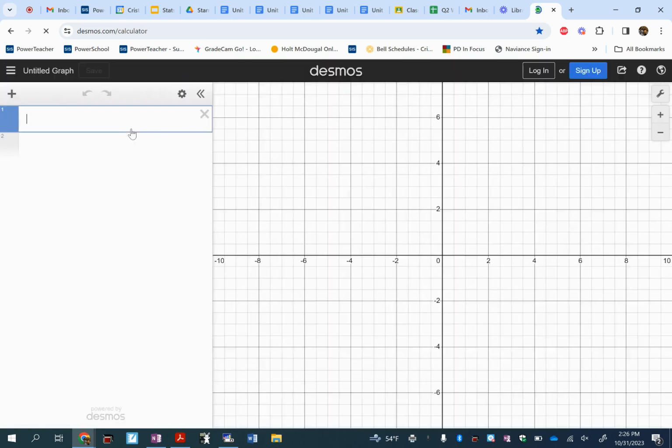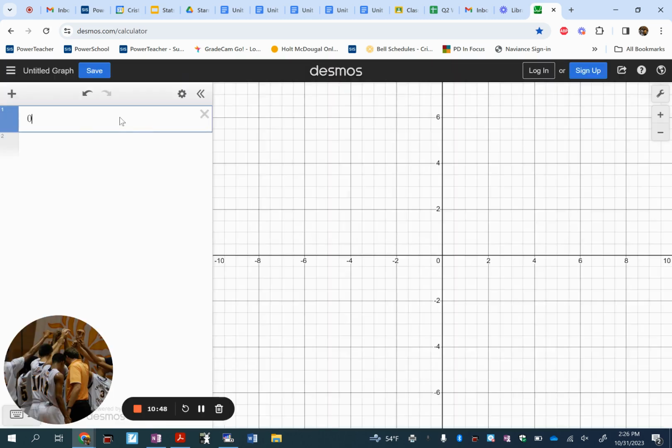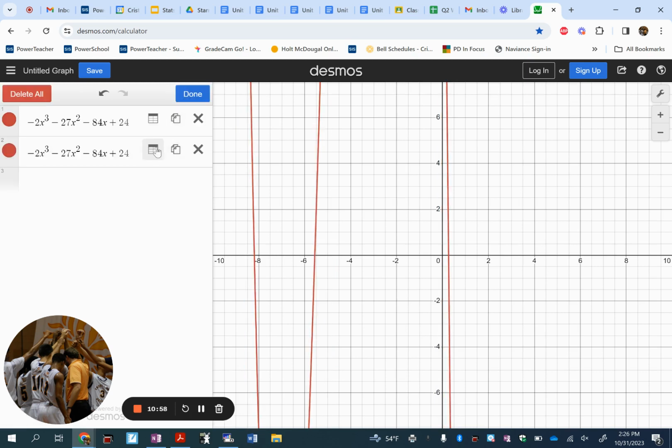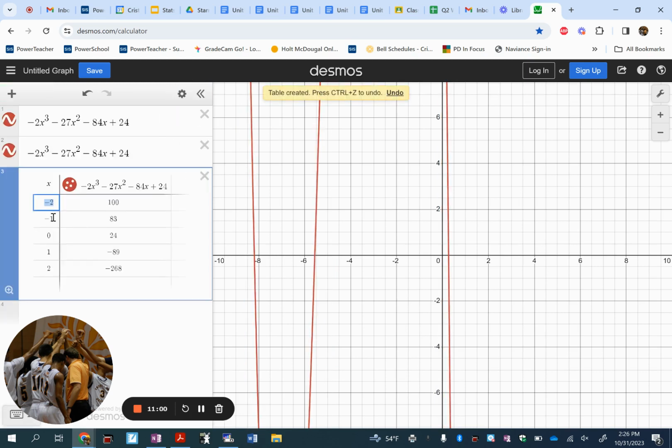Let's see. Was it negative 2x cubed minus 27x squared minus 84x plus 24? Now I'm going to type into this table my critical points as well as my TPs, my test points. I believe negative 8 was a test point. Yes. Negative 7 was a critical point. Negative 3, negative 2, and 0. Are you ready? This is exciting.